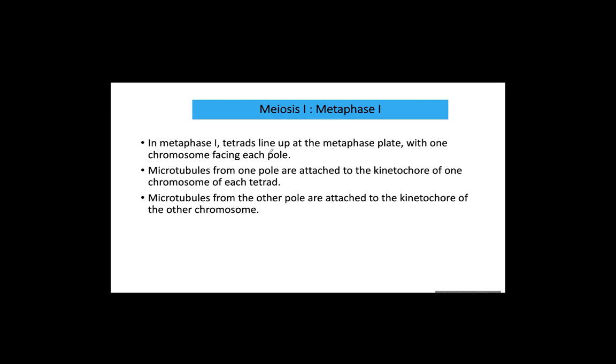In metaphase one, the tetrads line up at the metaphase plate, the equatorial plate, at the center of the cell, with one chromosome facing each pole. Spindle microtubules from one pole are attached to the kinetochore of one chromosome of each tetrad. Microtubules from the other pole are attached to the kinetochore of the other chromosome.